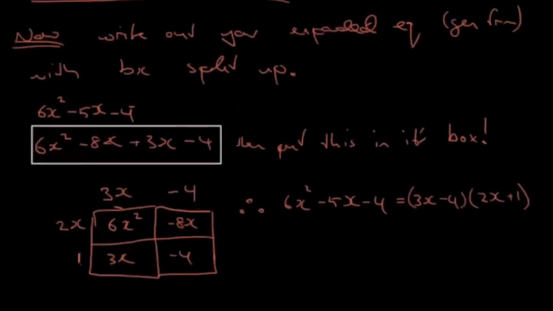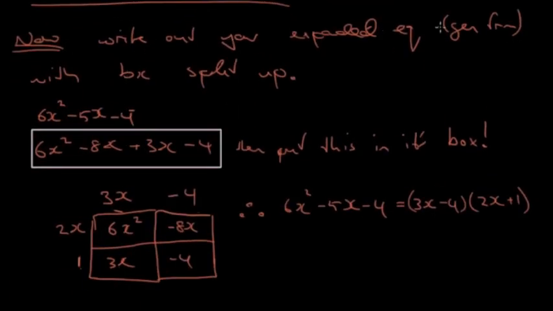Then write out your expanded equation, kind of like general form, with bx split up. This was our general form, and this is with bx split up. There. Then put this in its box. So just that one there, that one there, that one there, that one there. And now comes the interesting part. You have to think about it. But the key thing here, we said, was start here.